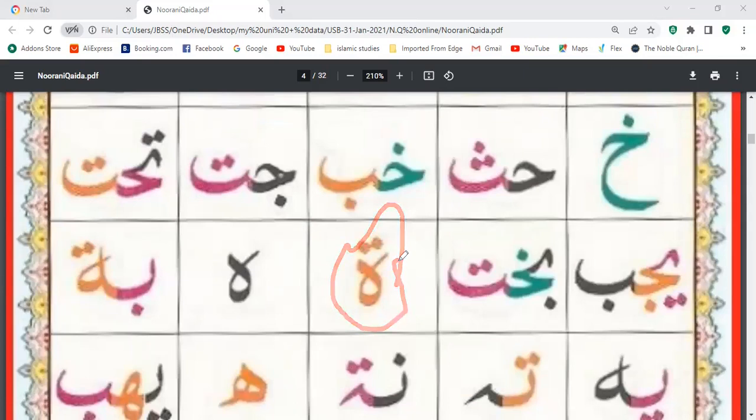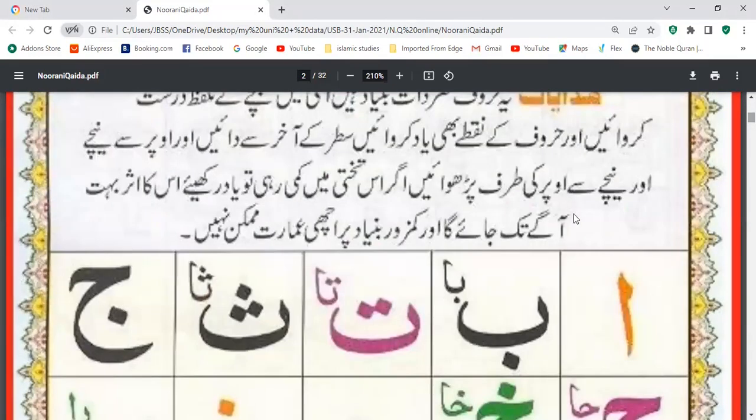What was that? Sa? No. And what was that? Ha? No. Having two dots. Jim? No. When you have two dots on the top, it is not Jim. When you have two dots on the top, this one.